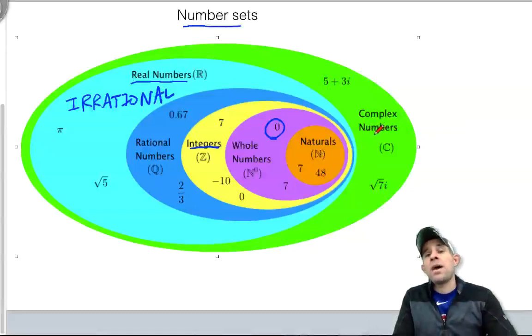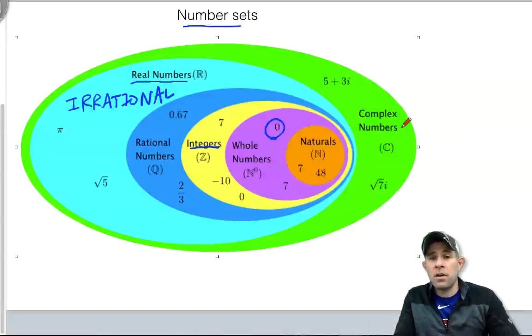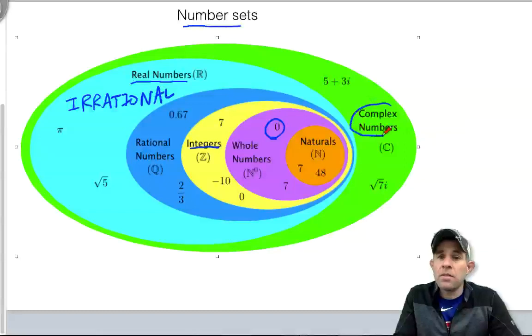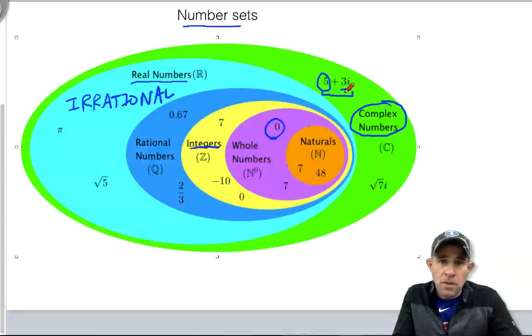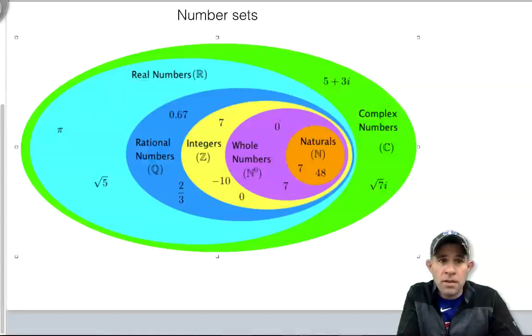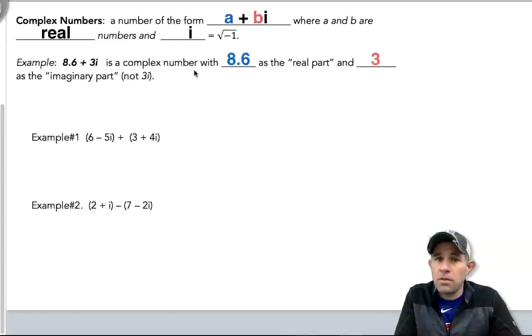Well, if we take a step back beyond real numbers, we see that we actually have complex numbers, and that all numbers are actually complex numbers. Complex numbers consist of this form of a real part plus an imaginary part. So let's jump into our notes today and take a deeper look at those complex numbers.